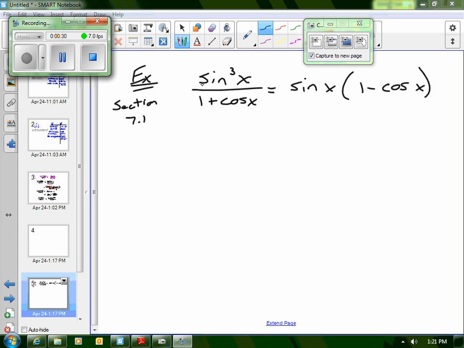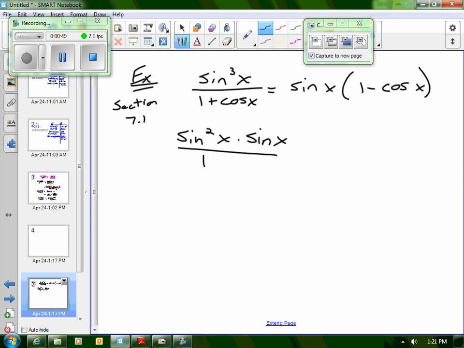One thing I'm going to do is break the numerator up here. I'm going to write that as sine squared of x times sine. So I know I want to have a sine in there. If I do that, I can see I have a sine, so I'm kind of working towards the other side. I still have the 1 plus cosine on the bottom here.